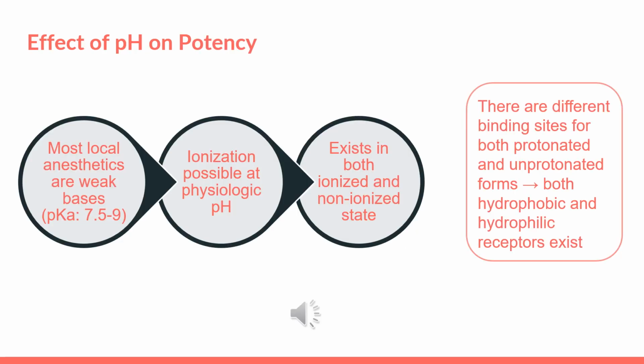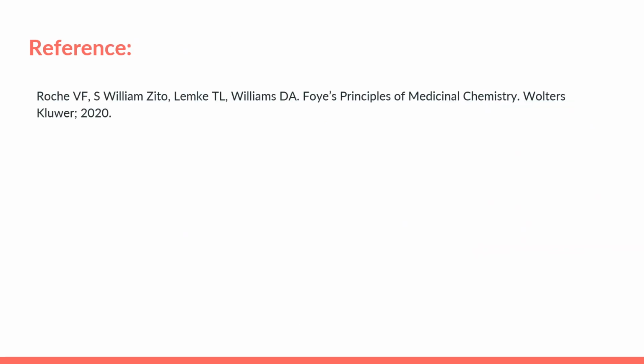Most local anesthetics are weak bases with a pKa of 7.5 to 9. Ionization is possible at physiological pH as a result of this, meaning that both the ionized and non-ionized state of the local anesthetic agent can exist at the same time. There are different binding sites for both the protonated and unprotonated forms, meaning that there is both a hydrophobic and hydrophilic pathway that leads to the local anesthetic effect.